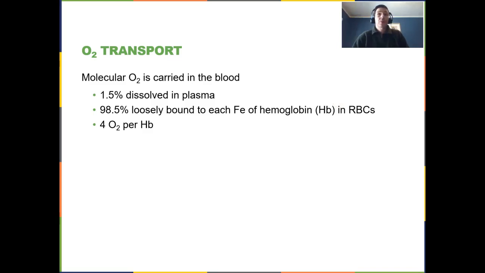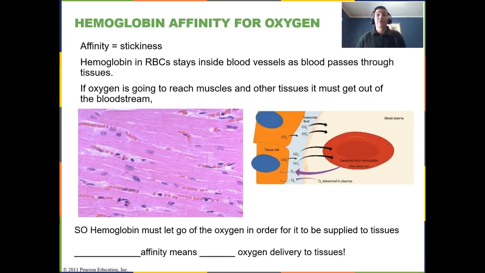Okay, so the first thing you want to remember about oxygen transport is that it is bound by hemoglobin. So 98.5% of it is carried by hemoglobin. Only a very small percentage of the oxygen is dissolved in the plasma. However, that part, I should say, is rather simple. What is a little bit complicated is the relationship between hemoglobin and oxygen. So we're going to spend a few minutes talking about the affinity of hemoglobin for oxygen.